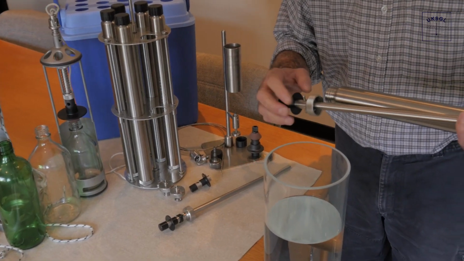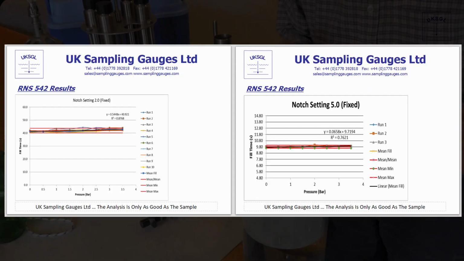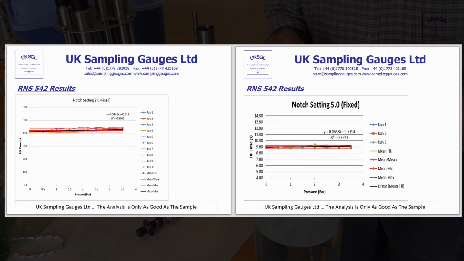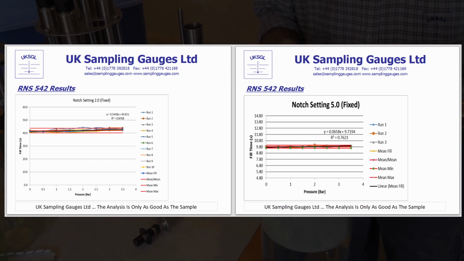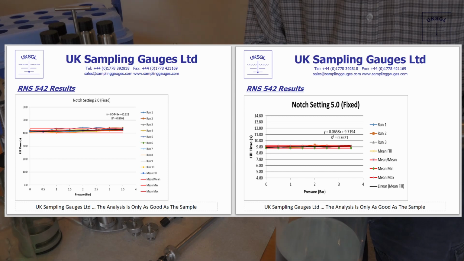A distinguishing feature of the steel tube assembly is that the filling rate is not affected by the pressure of the liquid in the tank. So, at depths of 1, 10 or 30 meters, the filling rate is exactly the same.